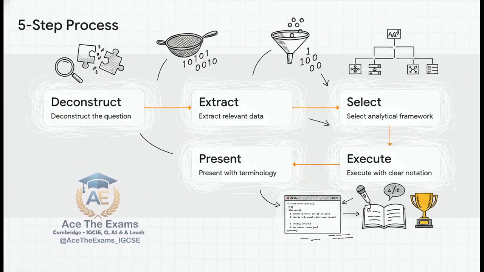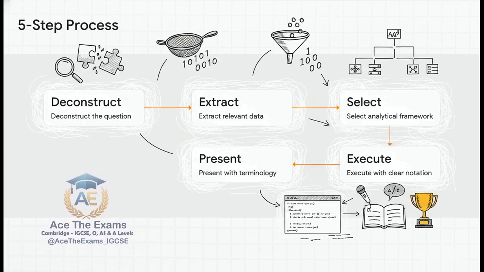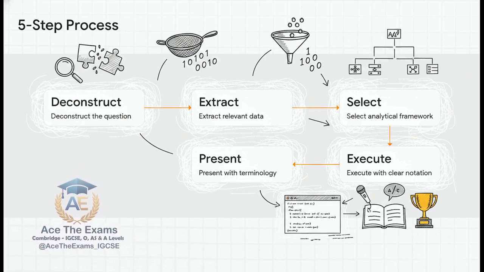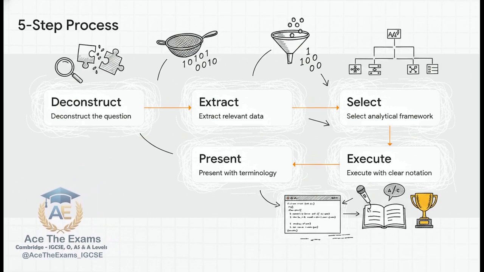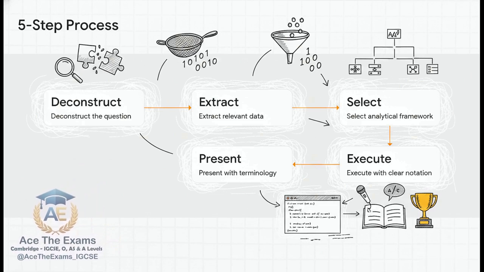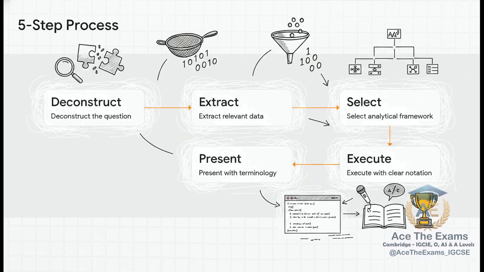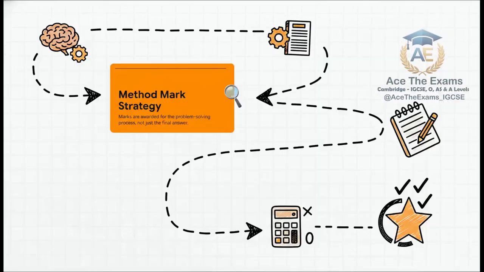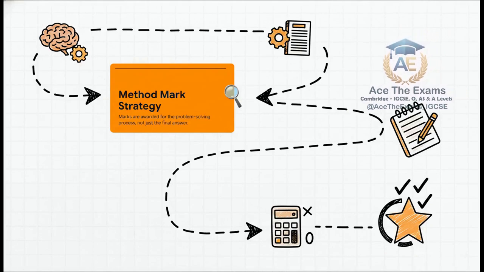Step 4, execute with clear notation. Write your code implementation or your math so cleanly that anyone on the street could read it. Don't make the examiner guess what your handwriting means. And finally, Step 5, present with correct terminology. Algorithmic thinking requires rigorous step-by-step decomposition, and strictly following this 5-step list is exactly how you mathematically prove your methodology to the examiner. And this brings us to a massive concept, the method mark strategy.